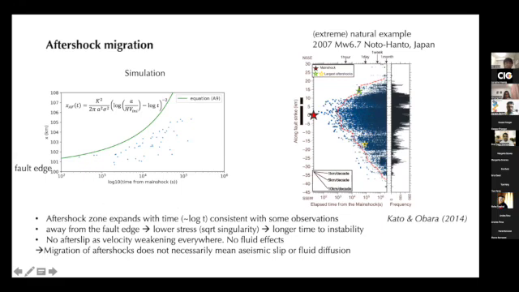The important thing is that there's no afterslip, or more precisely, no velocity strengthening creep, because all the fault is velocity weakening in my model. And also we don't have fluid. That means migration of aftershocks does not necessarily mean aseismic slip or fluid diffusion.